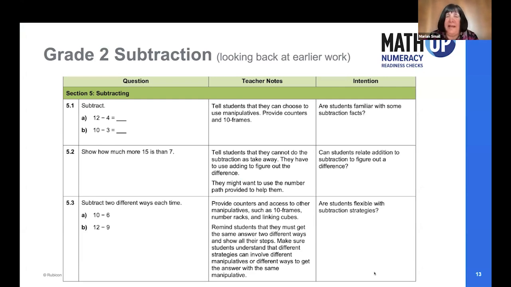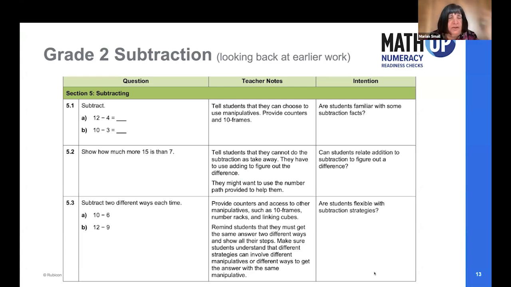12 minus 4, 10 minus 3. Show me how much more 15 is than 7. Subtract 2 different ways so I can see if kids have ideas for different ways you can subtract. Notice that there are teacher notes there that I mentioned.